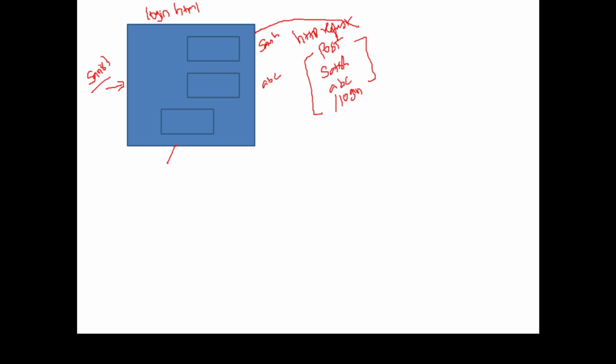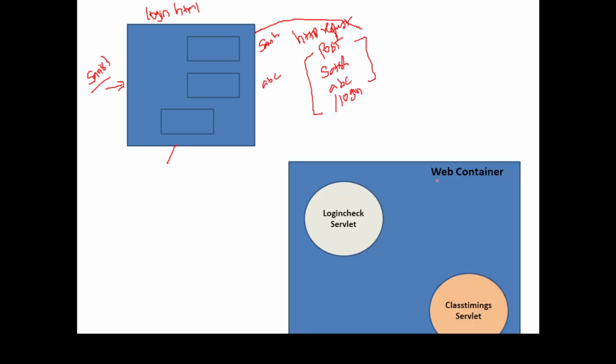The request object is now getting sent to the server. So we have our Tomcat server. This request object comes to the server and the server knows that this /login is mapped to the servlet by name LoginCheckServlet. So the request will be diverted to this servlet and this servlet is going to respond and it's going to check the username and password.